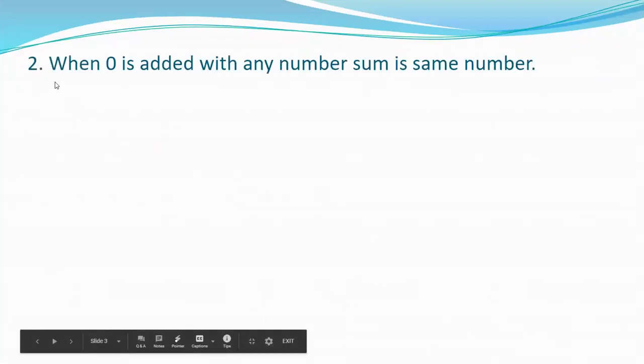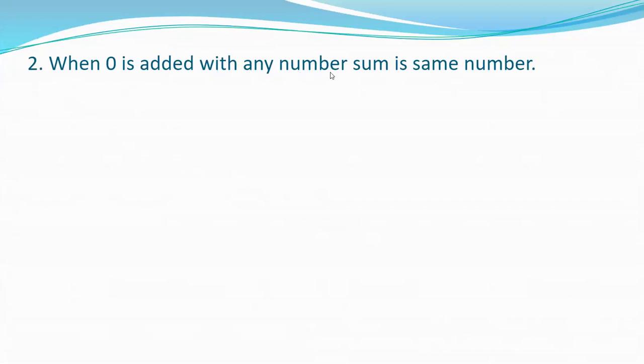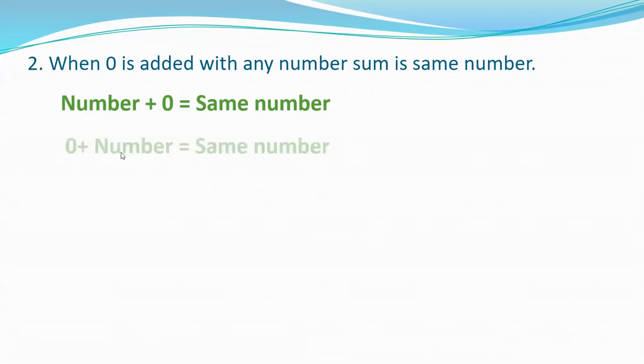Now, the second property is: when 0 is added to any number, the sum is the same number. When 0 is added to any number, the sum is the same number. So I'll show you some examples. Suppose we write number plus 0 equals the same number. And then second, 0 plus number equals the same number. This means when we add number plus 0, the answer is the same number. And if we write 0 plus number, the answer is the same number.